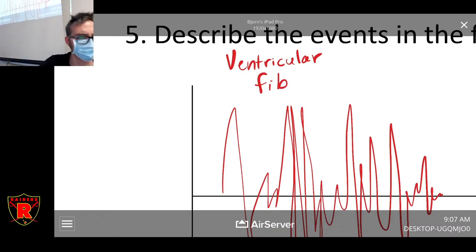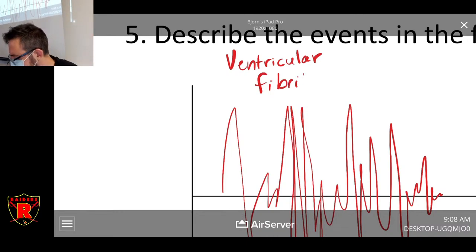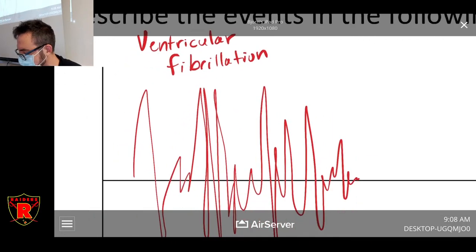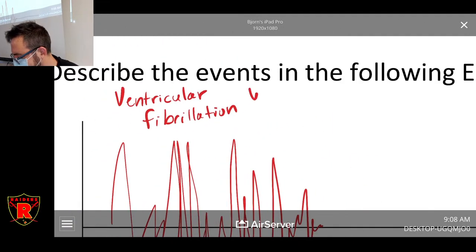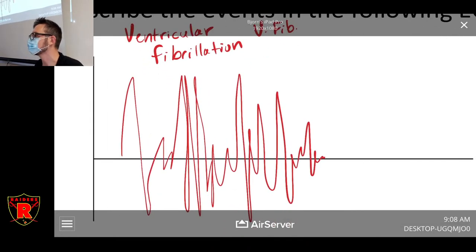Oh, 1B, don't want to misspell this. I'm pretty sure there's 1B. Fibrillation, yep, 1B. So ventricular fibrillation, also known as VFib, what do you think is actually happening to the ventricle when it's in VFib, when it's doing this? Want to take a shot?